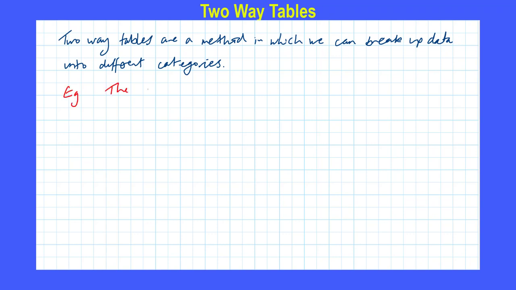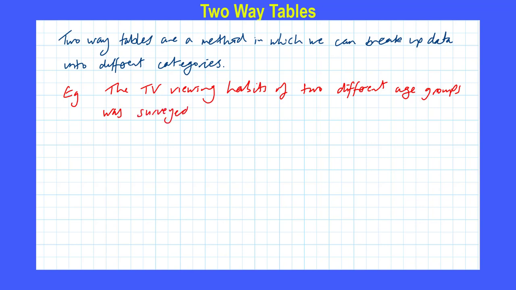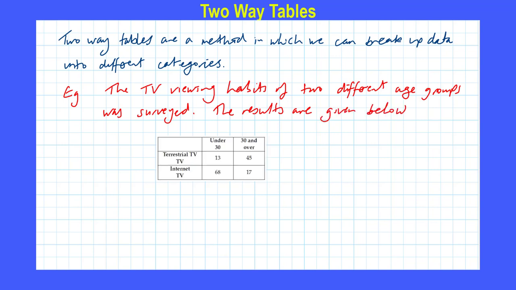So here's an example. Imagine we go out and do a survey and we're interested in the TV viewing habits of two different age groups of people. So we have the under 30s and those who are 30 and above. And we're particularly interested, are they watching terrestrial TV or are they watching internet TV? We can summarise the results in a two-way table. So this is a two-way table with the results.